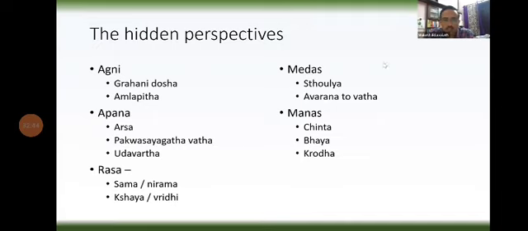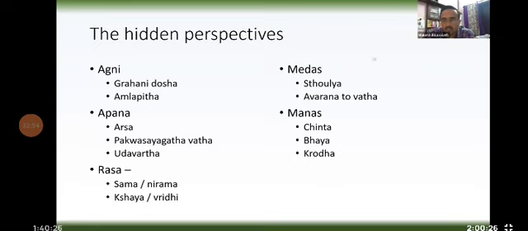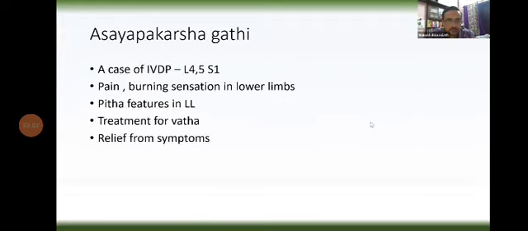So always look at Rasa. Then Medas, because of all this Santarpana that is going on now, Medas is one of the prominent culprits in most of the diseases. So look at that. Then Manas is again, someone asked now the relationship between diabetes and Manas. Manas is related to most of the diseases. So always look for Manasika Karanas. That is very, very important.